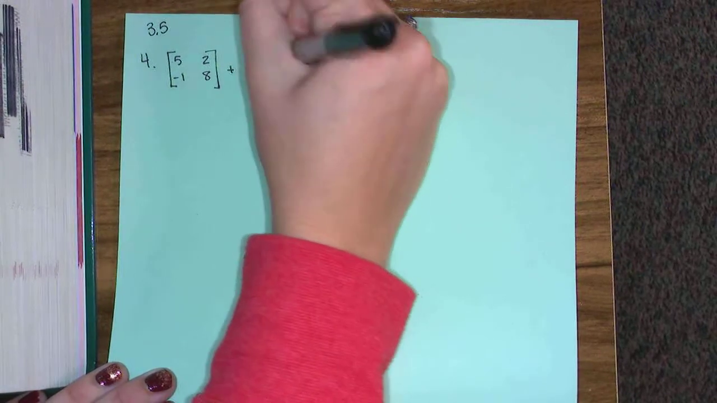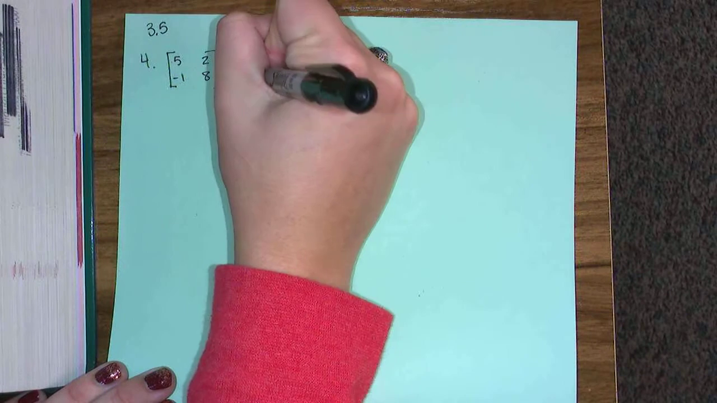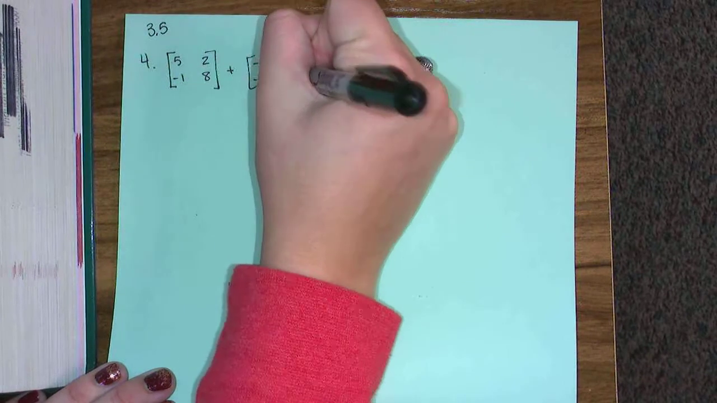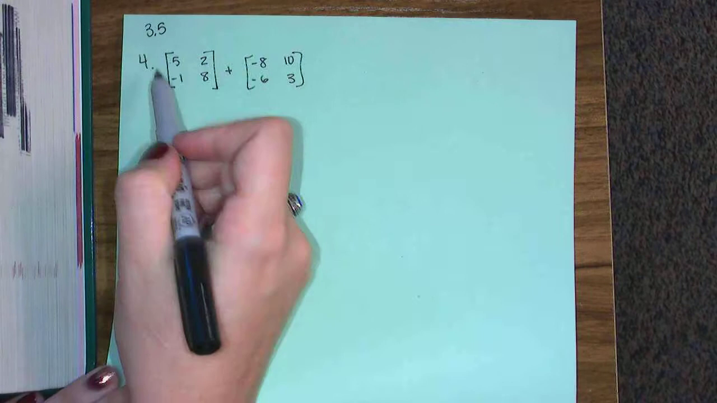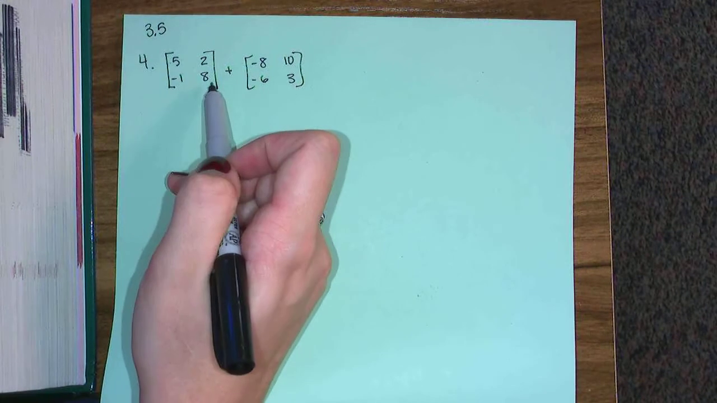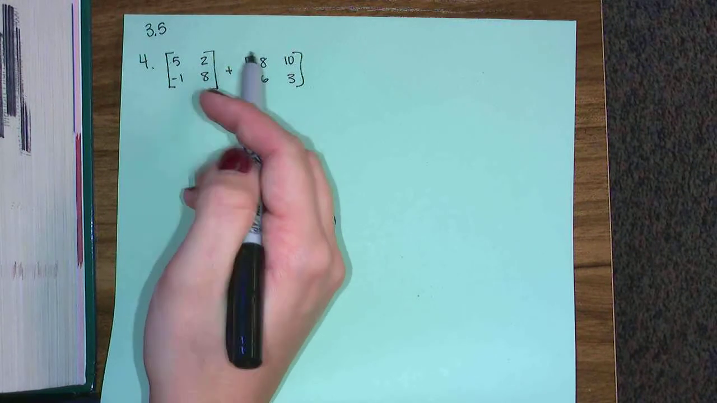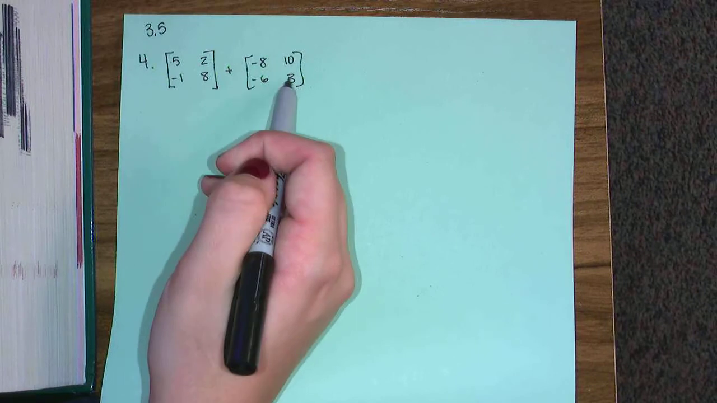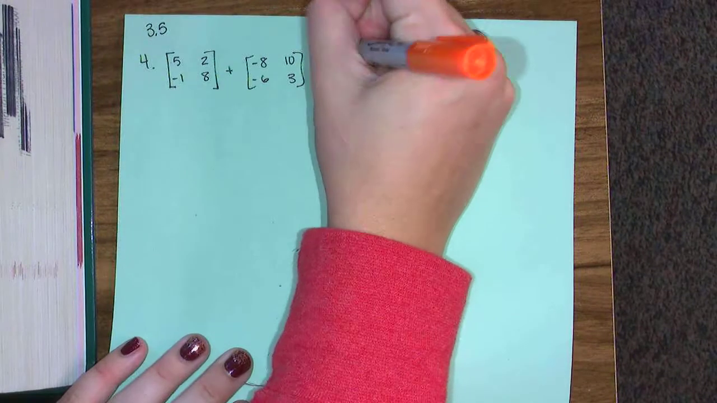And also, whenever I read a matrix across, I always read it across and then I go down to the next row. So first one, 5, 2, -1, 8, plus the other matrix, -8, 10, -6, 3. So I'm just adding. So do you remember how we talked about that we can do that? Or like, what do we do? Corresponding positions.